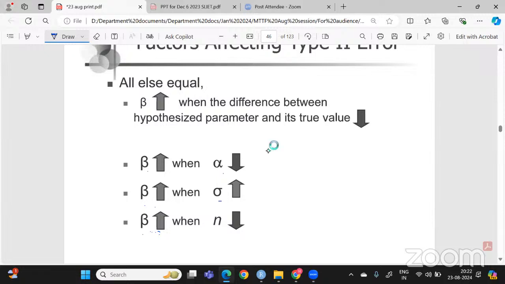Or you can also say that when you have a smaller sample size, your beta will increase. Sigma increase leads to beta increase. If alpha decreases, your beta increases. Both ways you can see.